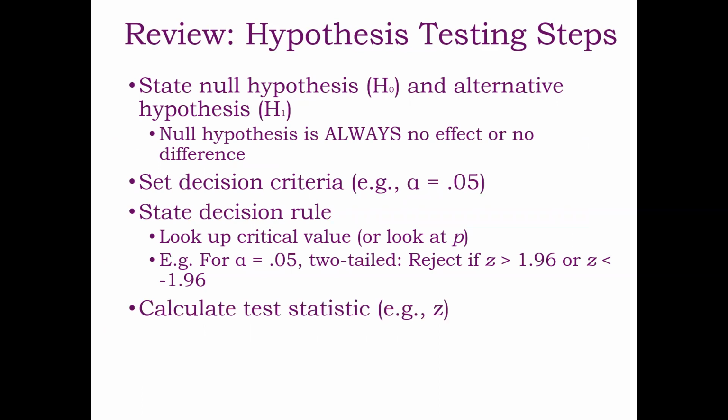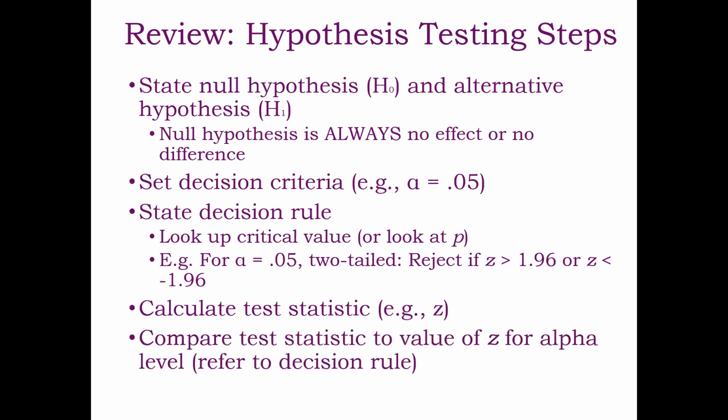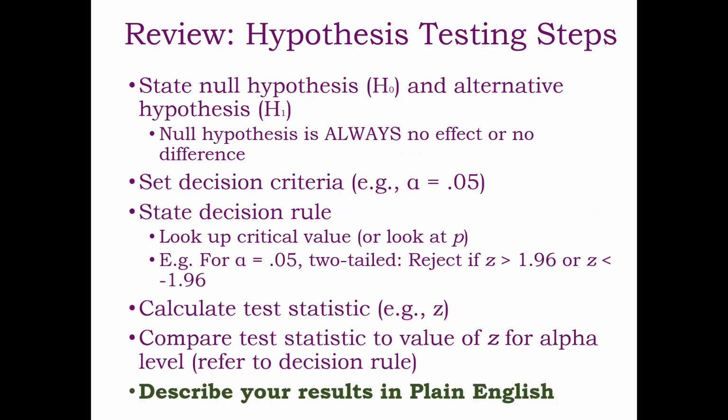We calculate our test statistic. We learned how to calculate z last topic. And then we compare this test statistic to the value of z for alpha level, right? We look at our decision rule, reject if z more extreme than 1.96, right? Then you have to describe your results in language that anyone could understand. Plain English means no statistical jargon, no saying correlation or statistically significant and so forth. Just say what happened, right?